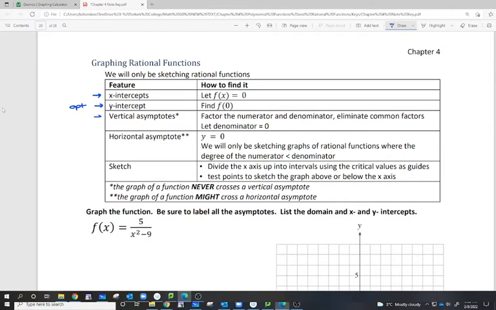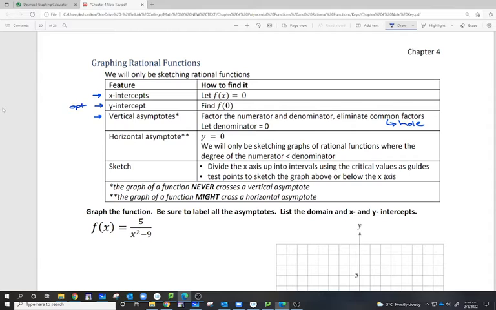Then vertical asymptotes, super important. You're going to factor the numerator and denominator. You're going to eliminate common factors, and then you're going to let your denominator equal 0. I should have put in somewhere along here too that if there was a common factor, make sure that you find the hole. That should be part of your features.